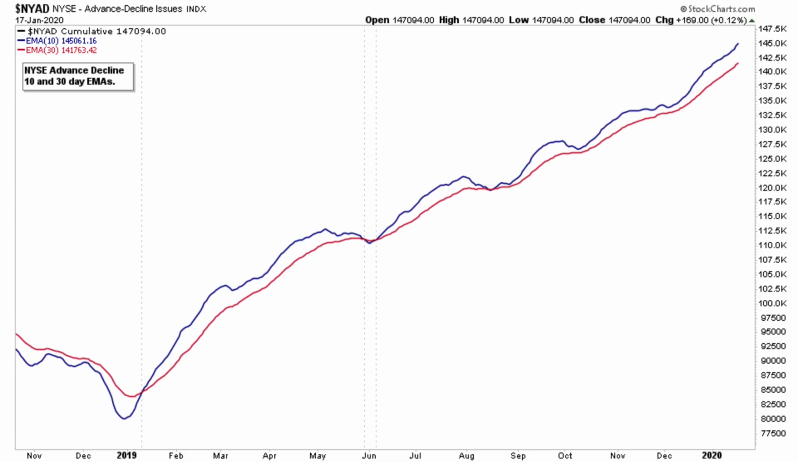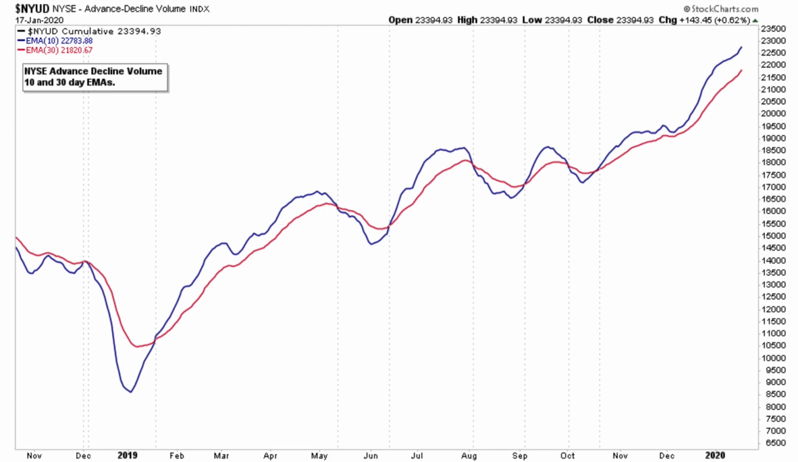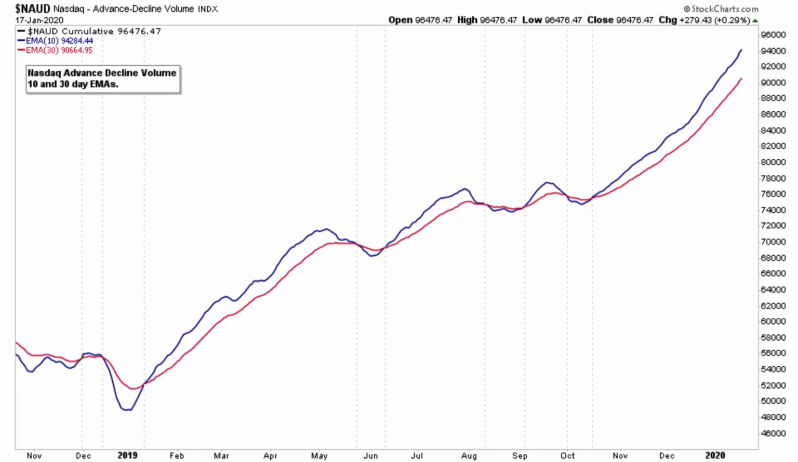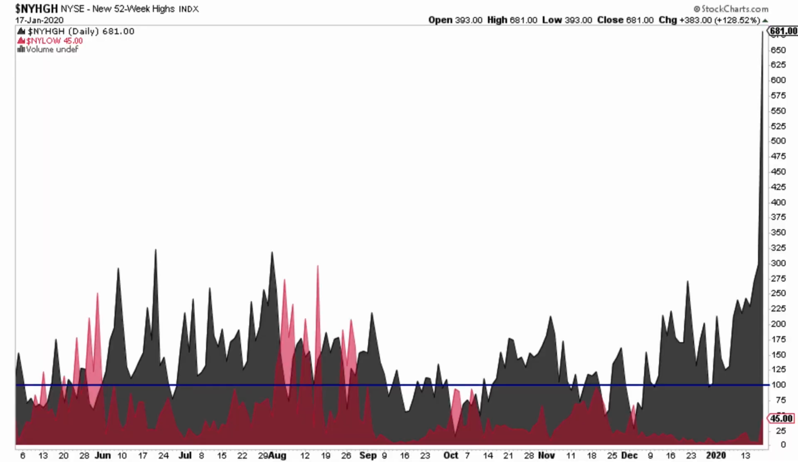Right, these are the NYSE Advanced Decline Line EMAs. So we use the 10 and 30-day EMAs. The crossovers are signal points on these charts. So this is the Advanced Decline Volume Line, the Nasdaq Advanced Decline EMAs, and Nasdaq Advanced Decline Volume EMAs.